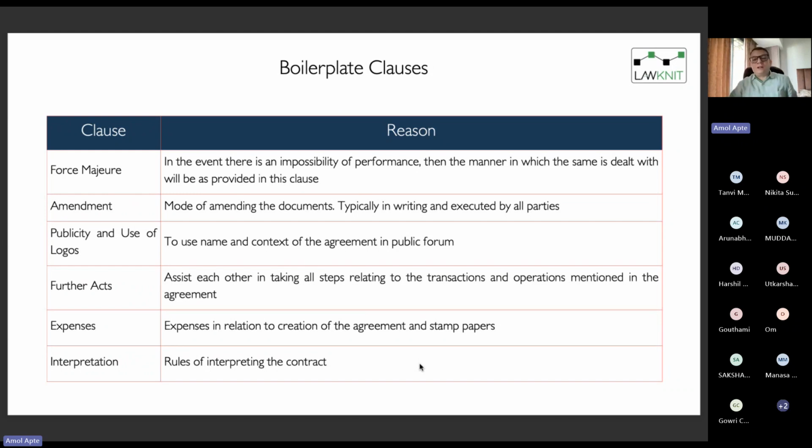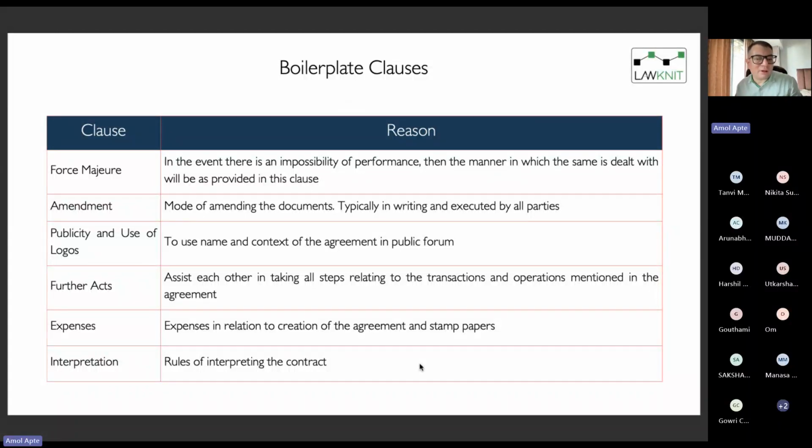Say, for example, to release a press release or a joint marketing material in the market, both of them can use each other's marks, but not for any other purposes. Something like that in the publicity and use of logos, you would end up defining. The further acts clause defines and makes sure that assistance is given by each one in making sure that the transactions, operations, etc. in the agreement are taken forward.